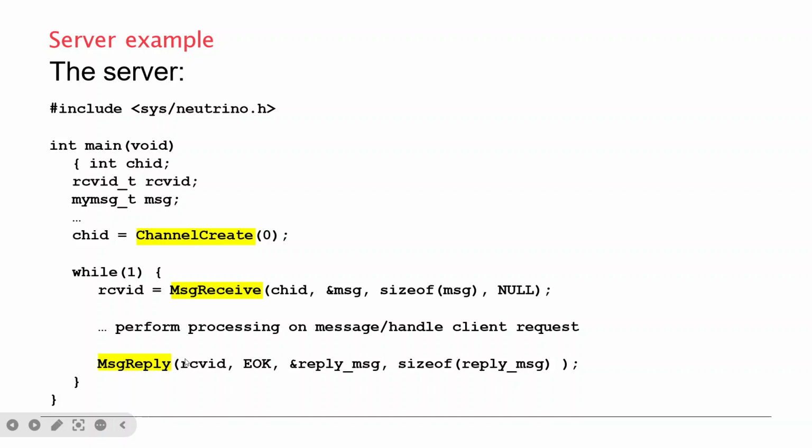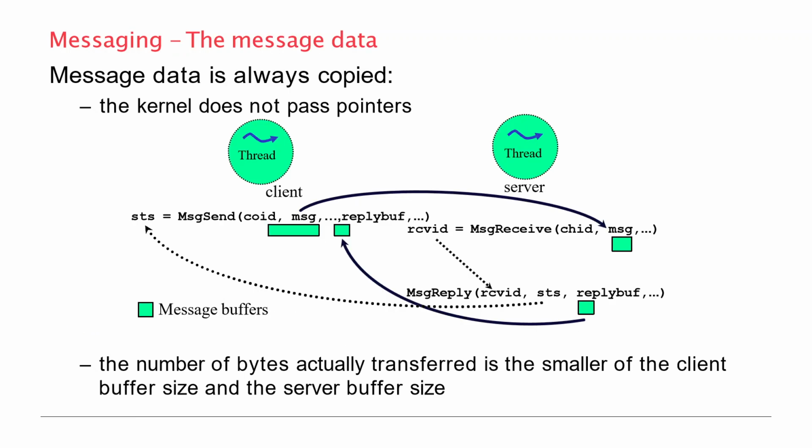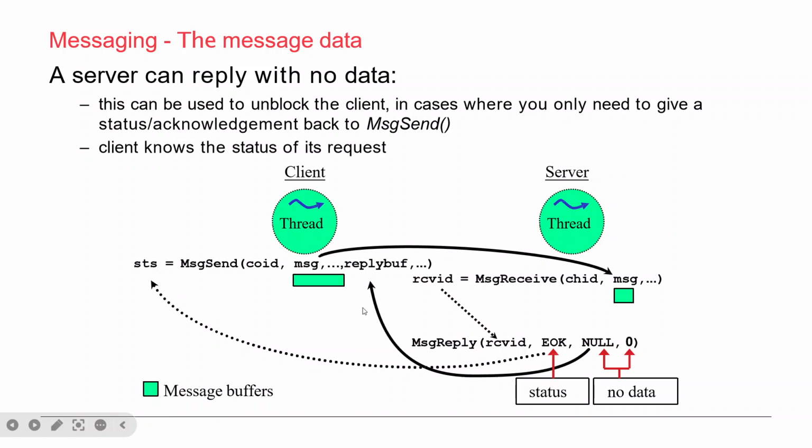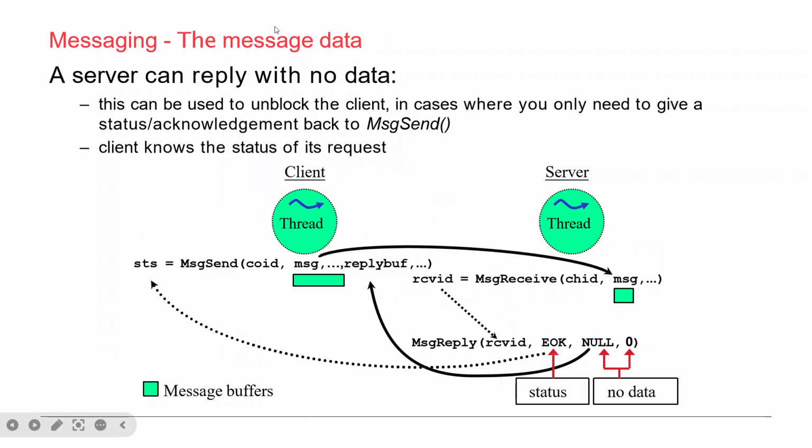This is an example of the server program. There we have channel create, message receive, and message reply. On the client side, we have connect attach and message send. Here we see the message client and server: this is the client side, this is the server side. The server can also reply with no data, so we can get the status and no data.